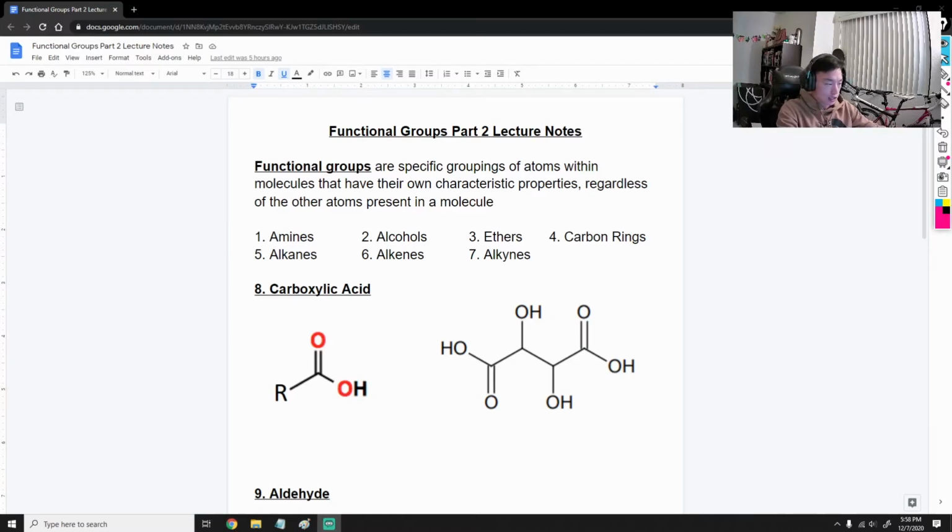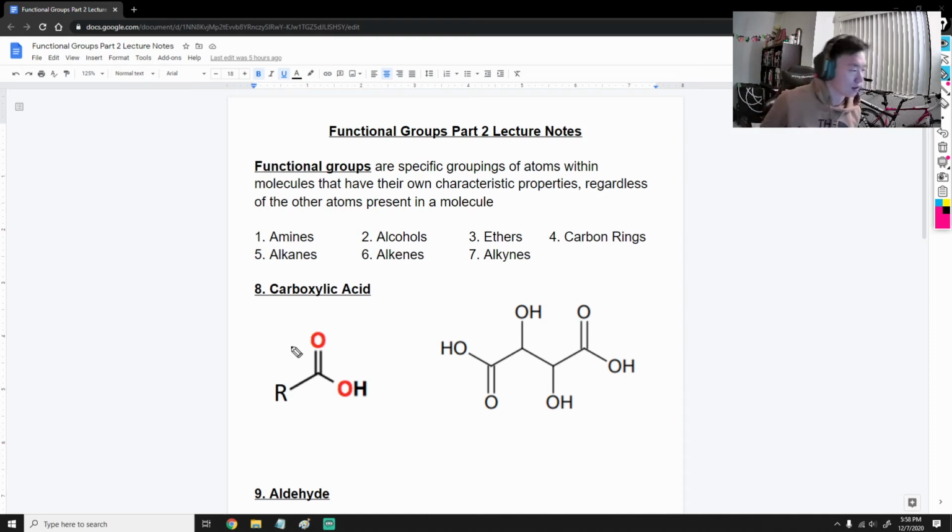Alrighty guys, so in today's lecture we're going to be continuing with our study of functional groups. Last time we met we talked about 7 different types of functional groups, and today we're just going to be adding a few more to our repertoire. Basically same thing as last time: you're just going to have to identify which functional groups are in the molecules that I give you for today's assignment. So let's get into it right away.